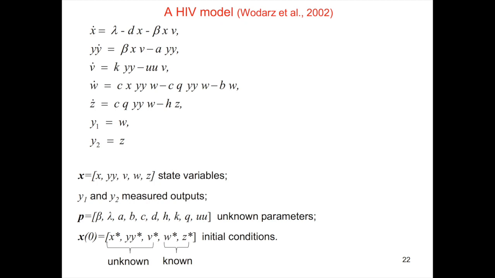So I want to show you an example. This is an HIV model, so we have five states. This is a benchmark model that we used. And these are the unknown parameters, and these are the initial conditions.